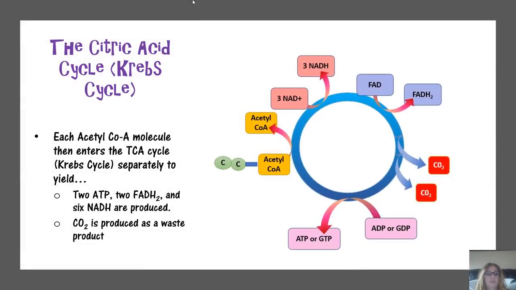All right. So each acetyl-CoA molecule enters the TCA cycle, Krebs cycle, separately. So we'll get two ATP, two FADH2, and six NADH per glucose molecule. And then carbon dioxide is produced as a waste product.